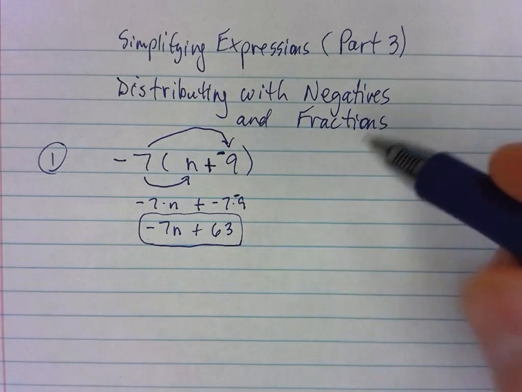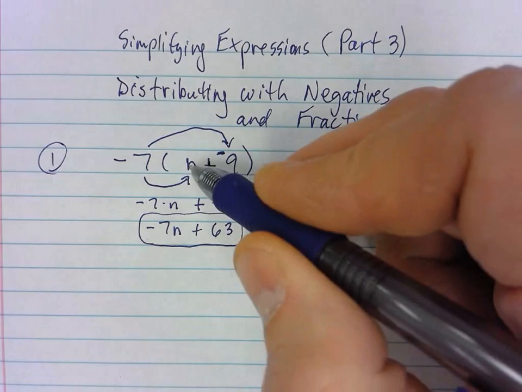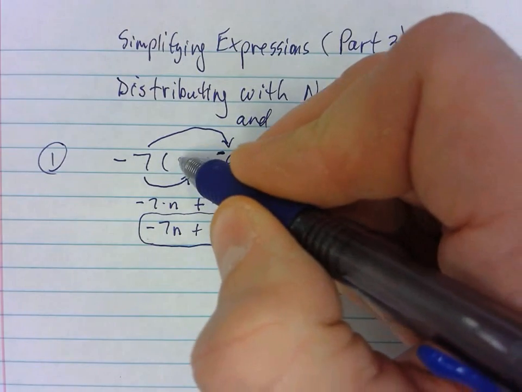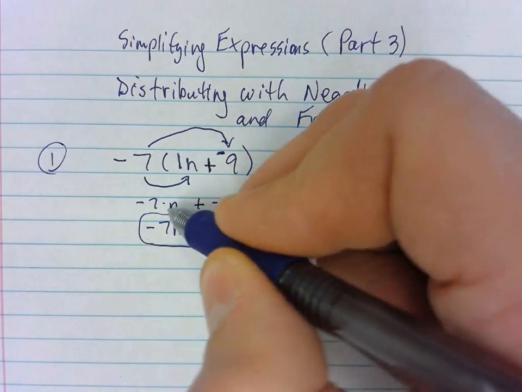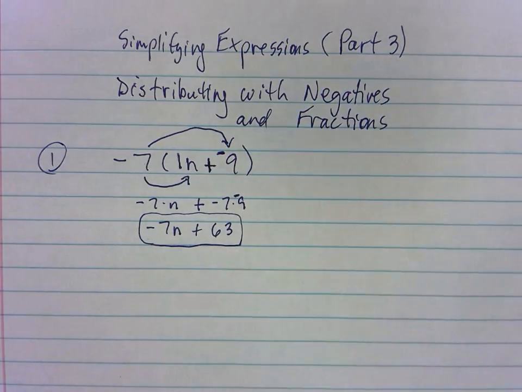Don't forget, if it has no number in front of it, like that one right there, it really could have a 1 in front of it if you wanted to, and of course -7 times 1 would still be -7. But if it doesn't have a number, feel free to put the 1 in front of it.